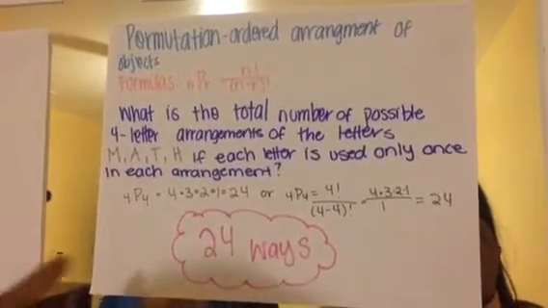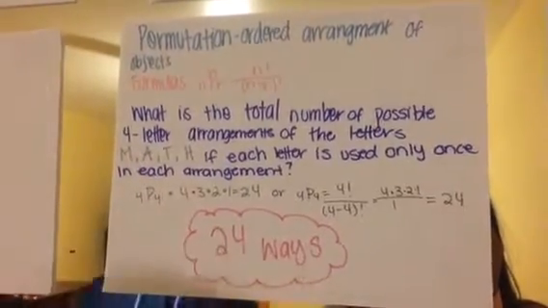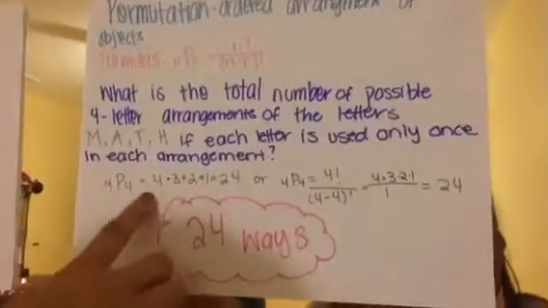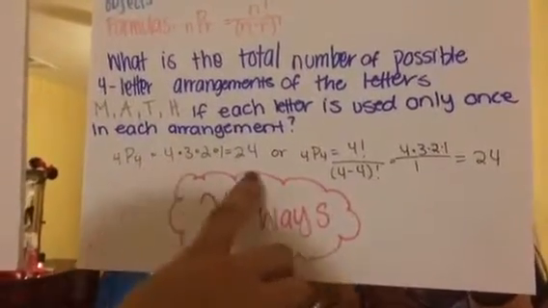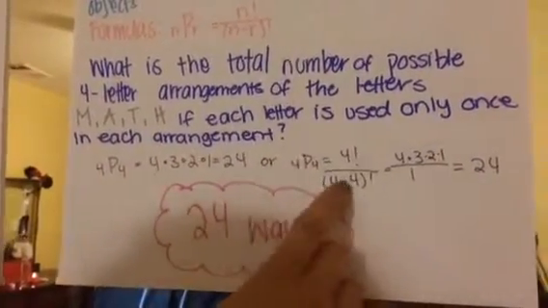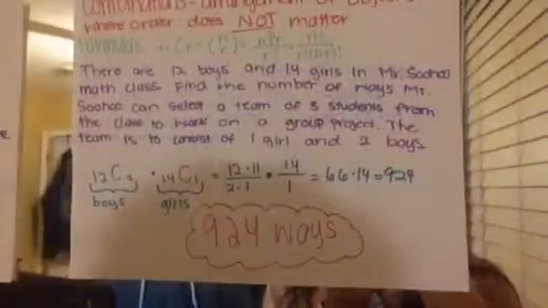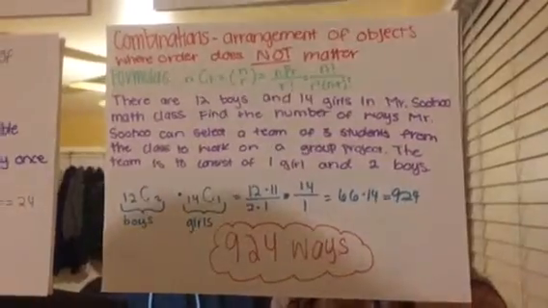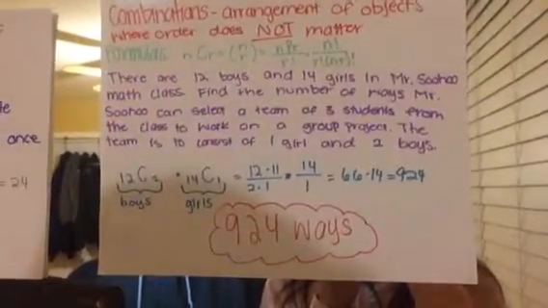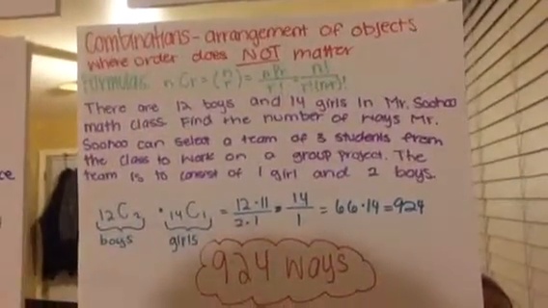So in the calculator, you punch this in. There are 3 ways to do this. You could use this formula. You could just multiply 4 down to 1 to get 24, or you could use this formula, and then you'll get 24 ways. So the next thing is combinations, and a combination is an arrangement of objects where order does not matter.